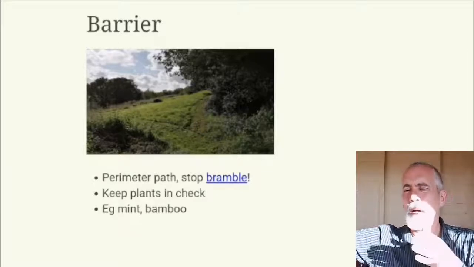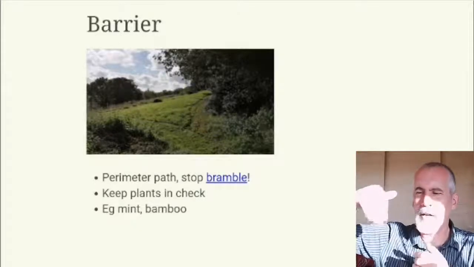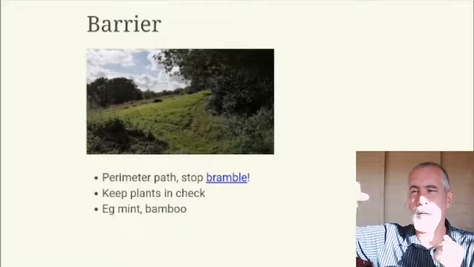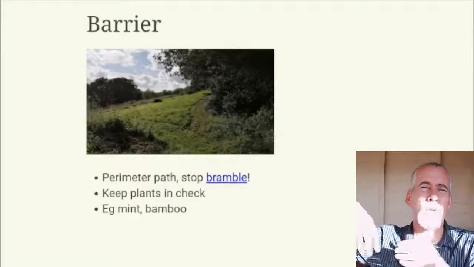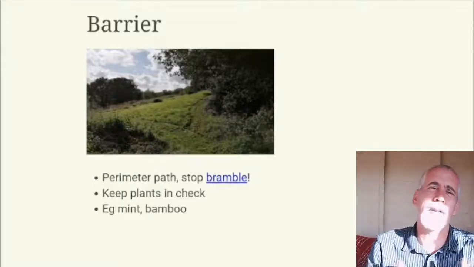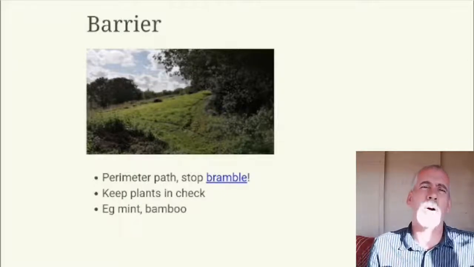So yeah, a perimeter path is really, really useful. And I'd say it's useful in pretty much most gardens anyway, like at least some sort of access around the perimeter, so you can check your fencing, you can check the edge of it, you can see what's going on from the back.